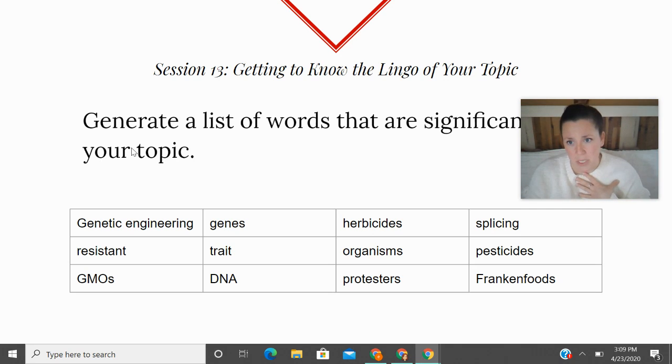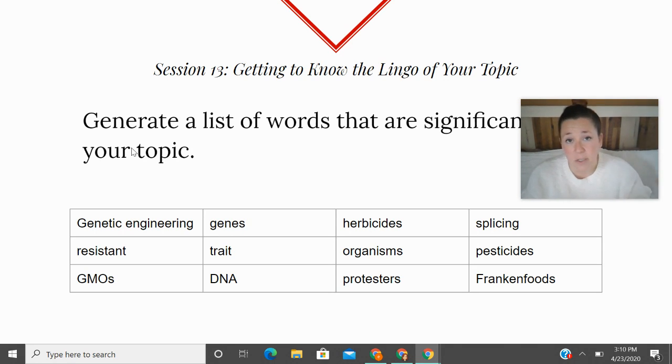I want to show you my thinking a little bit while I do this. So here are my words for my GMOs topic. I could sort these words into columns of, I know these words really well, I know these words not so well, like I don't really know how to explain them to other people yet. I could sort them like that.